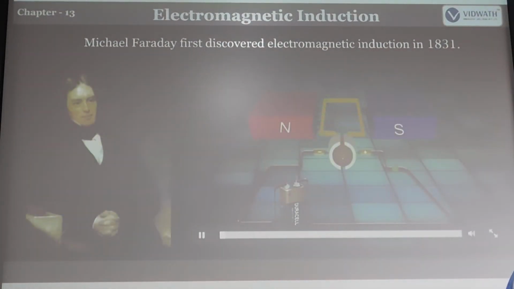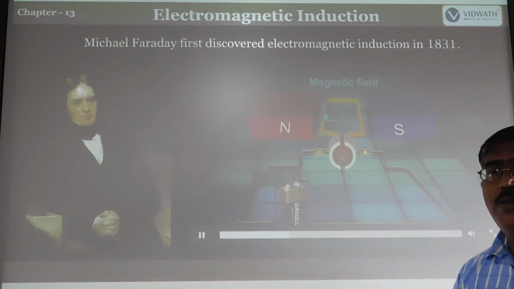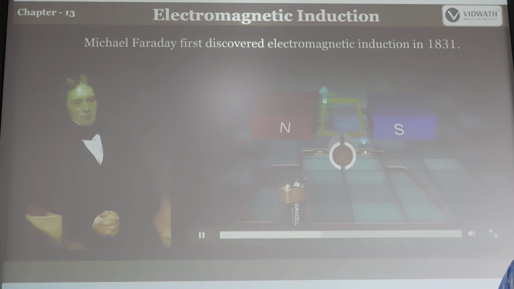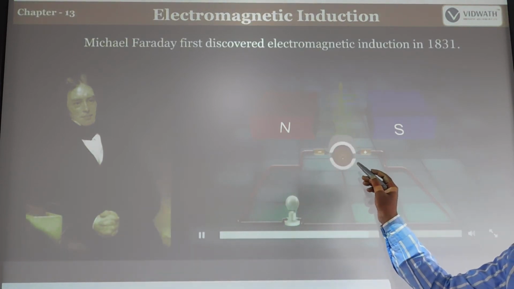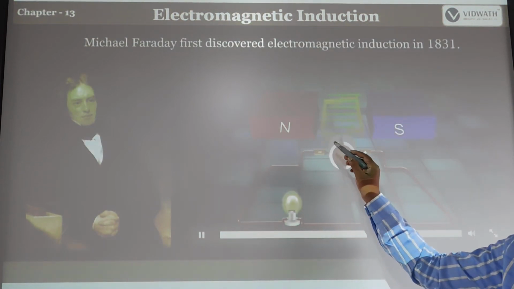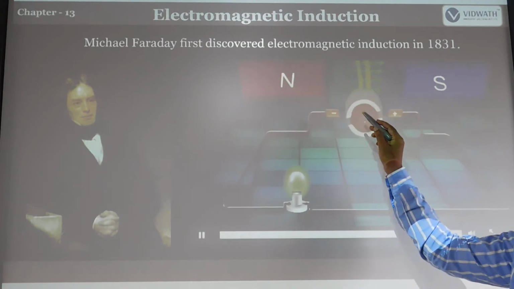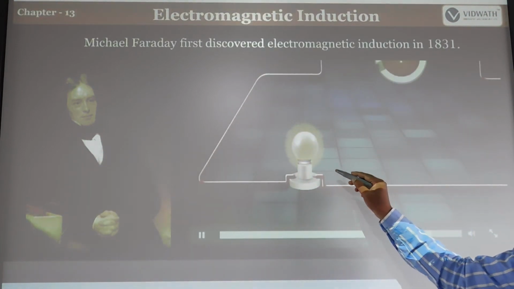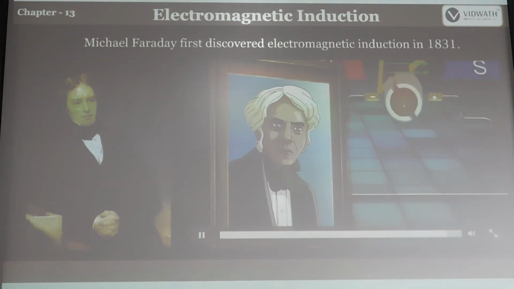So the next topic is electromagnetic induction. What is the meaning of electromagnetic induction? It was first discovered by Michael Faraday. See here, in the previous experiment there were two sides, the north and south poles of the magnets, and the current was passed through it.